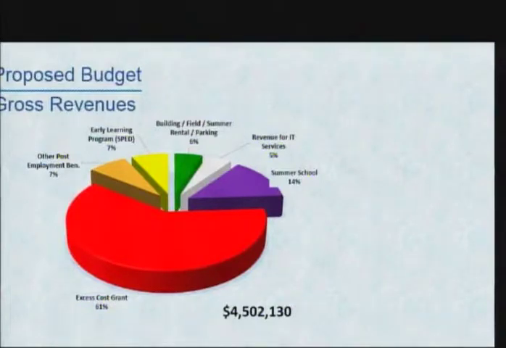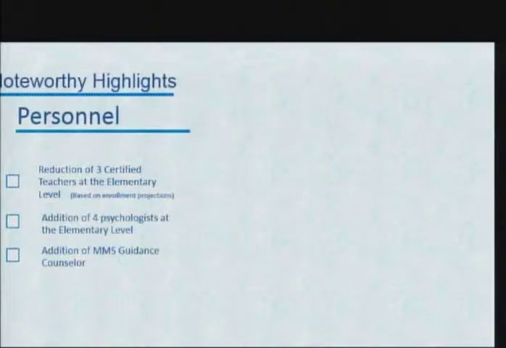So as we looked at personnel, which obviously are our greatest costs, we were able to reduce certified teachers at the elementary level by 3, and that's based on enrollment projections. We did add 4 psychologists at the elementary level, and I'm going to say this now, and I'm going to say it again on Saturday, I'm going to say it every week. This is not a special education expenditure. This is an expenditure for every kid in the district, where those services are not currently being provided.